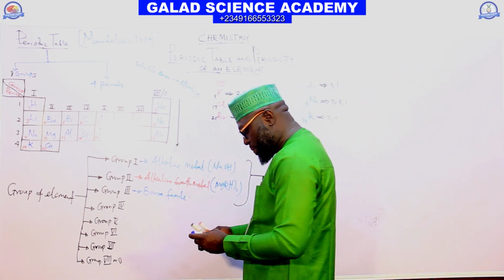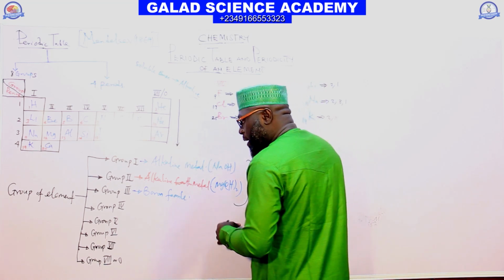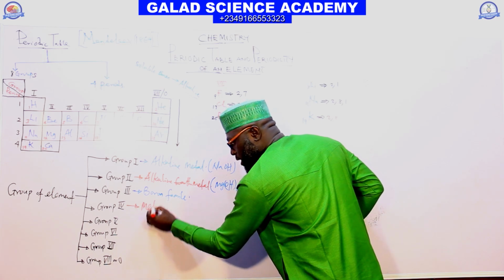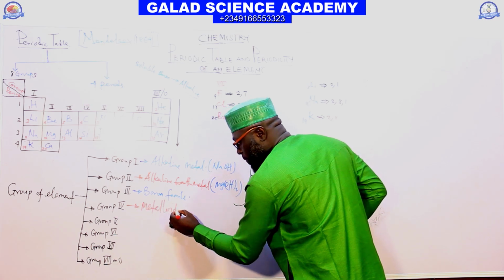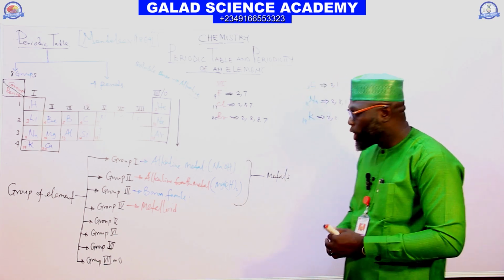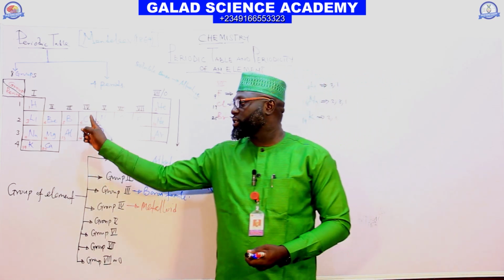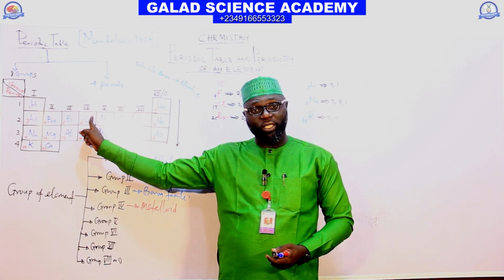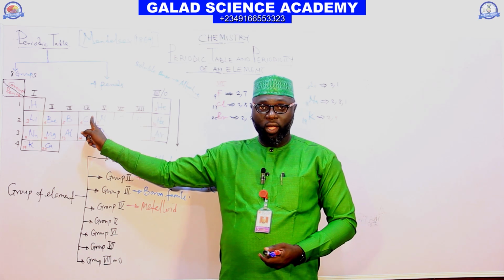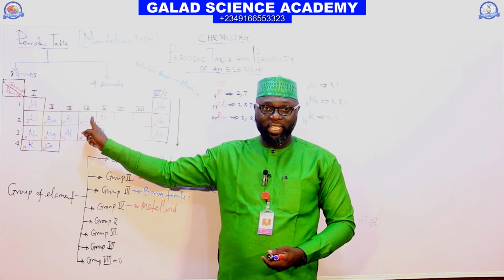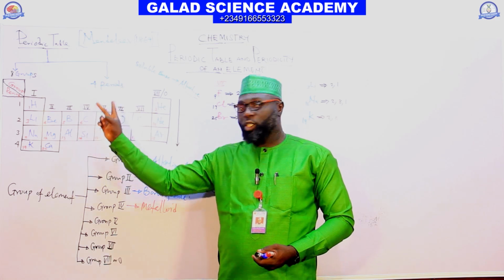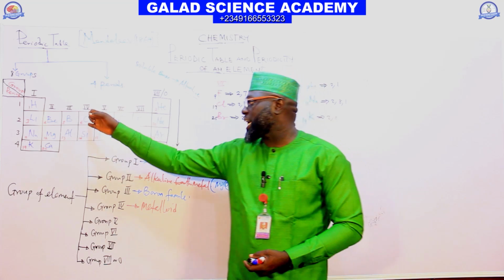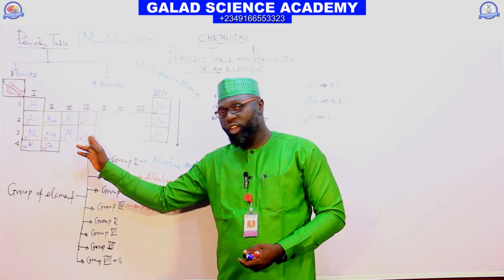So this group 4 elements, we call them what? Metalloid. In group 4 elements, we have carbon. If you look at the allotropes of carbon, we have diamond and graphite. You can see that one conducts electricity, the other does not, and both of them are found inside carbon. And we also have silicon here.